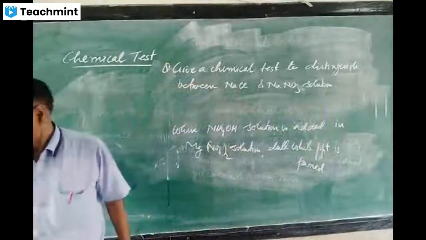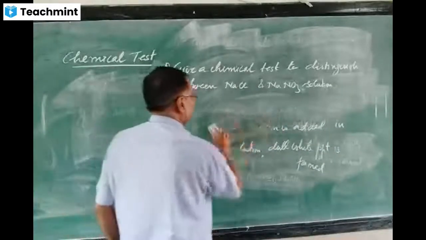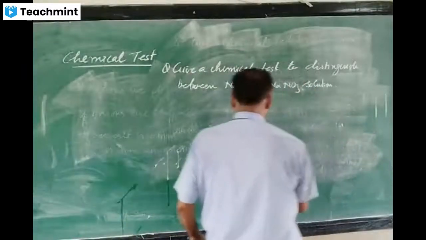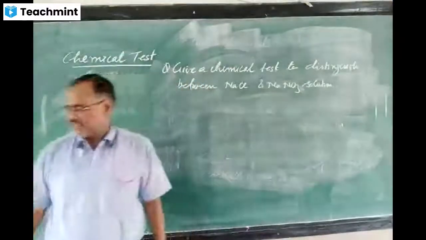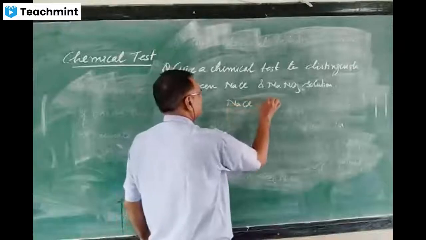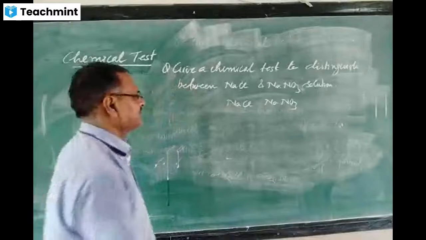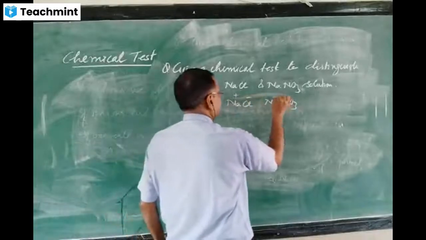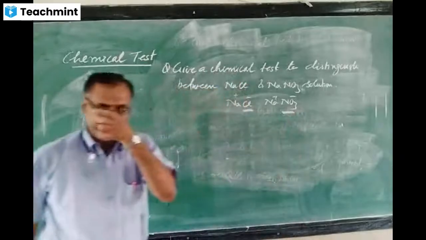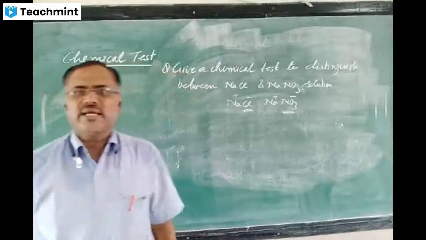This is the question. Now the question for you: in this sodium chloride and sodium nitrate, what is different? Whether the cations are different or the anions are different? Anions. Anions are different. Yes, correct. Here chloride ion, here nitrate ion. I have given the two reagents, silver nitrate and barium chloride.